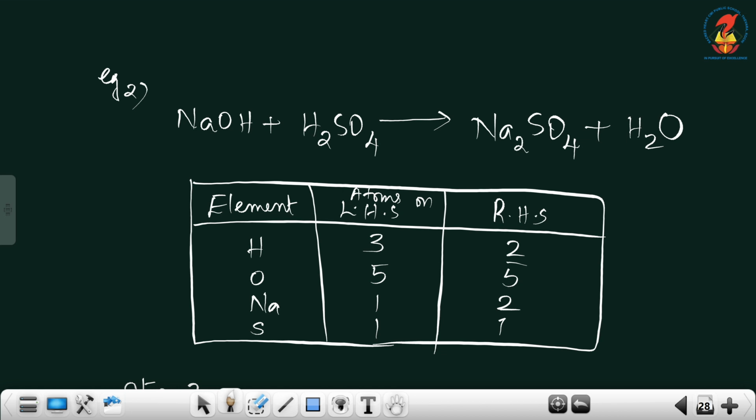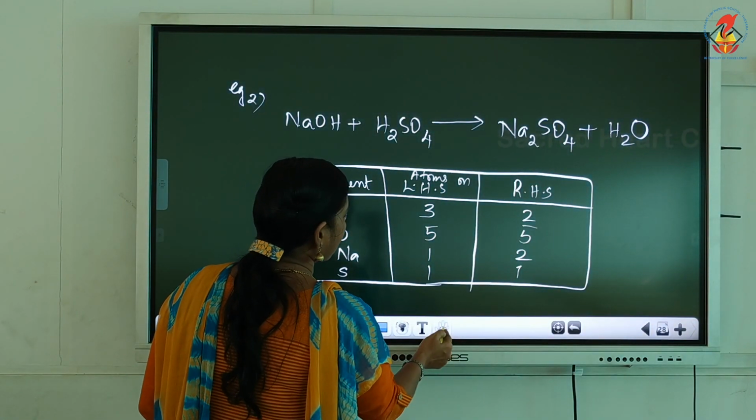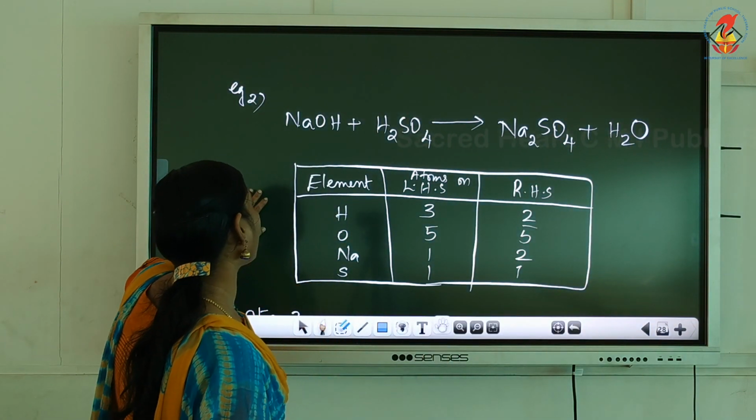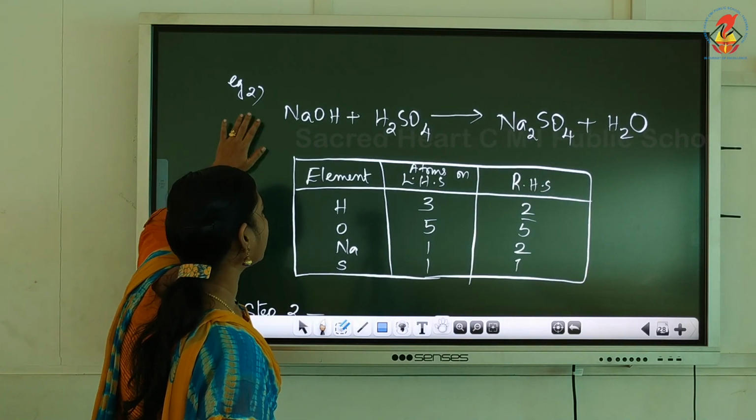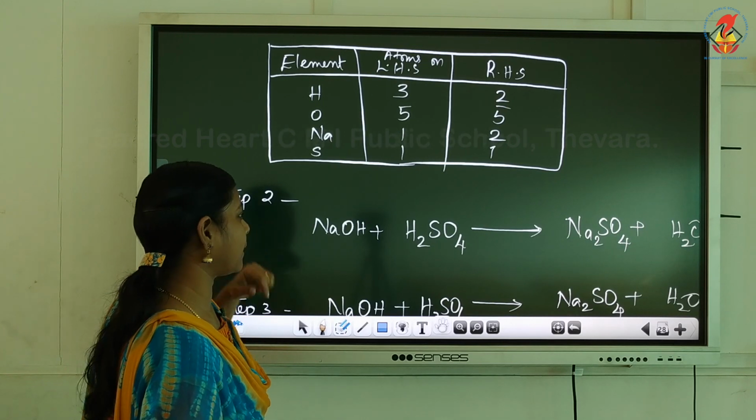So these are the number of atoms of different elements on the left and right side. 3, 2, 5, 5, 1, 2, 1, 1. So the number of atoms of different elements are found unequal. So we have to balance this particular equation. Okay. So we have to move to step 2.